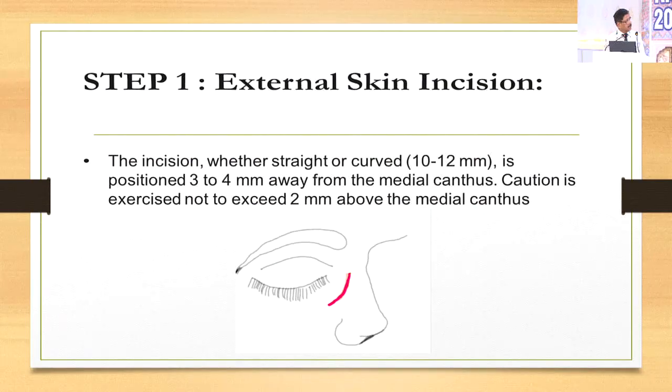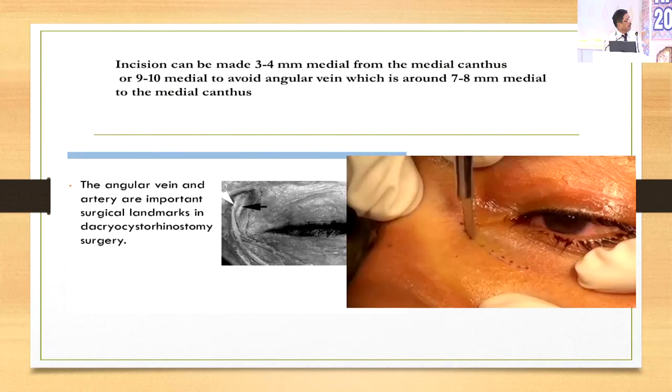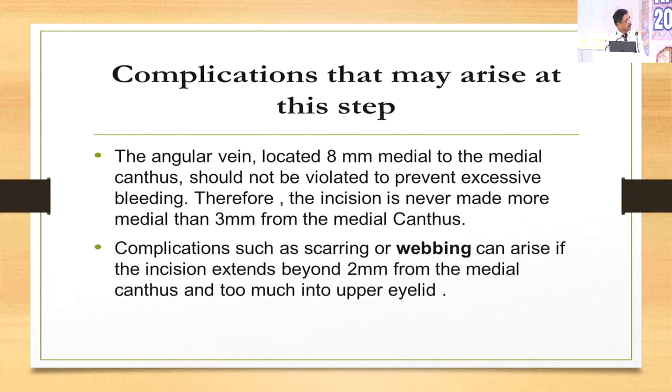And we have already discussed how to identify the anterior lacrimal crest, and the incision should be around 10 to 12 millimeter, and it should be around 3 to 4 millimeter away from the medial canthus, because beyond that you might find angular vein which can cause excessive bleeding intraoperatively.